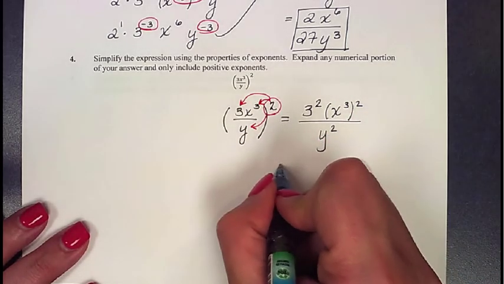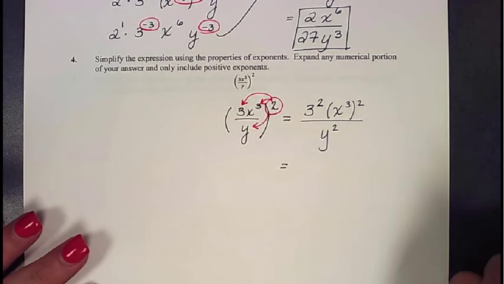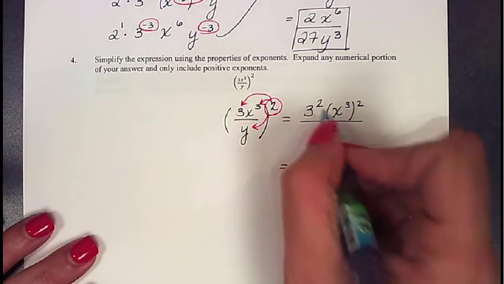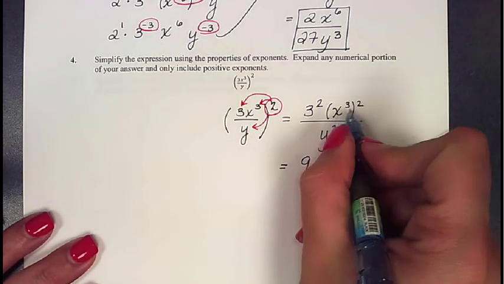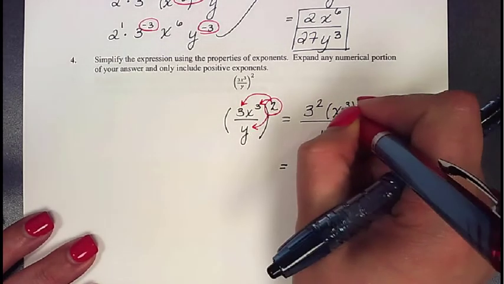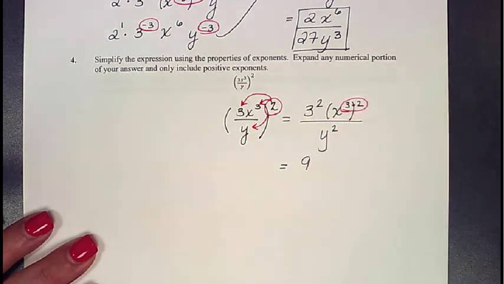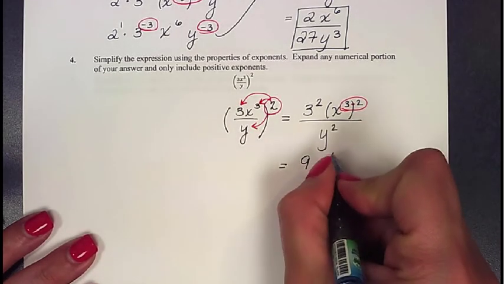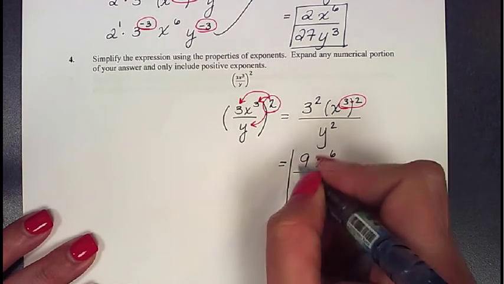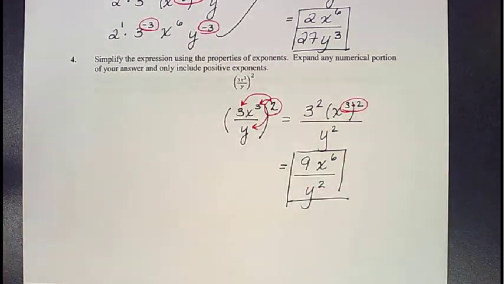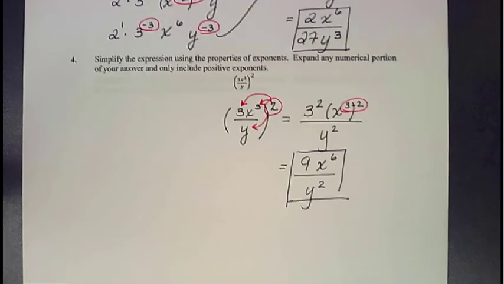Now, everybody's happy. Everybody has a positive exponent, so we're not moving anything around. We can go ahead and say, well, 3 squared is 3 times 3, which is 9. X cubed squared, remember our rule says that we take these two and we multiply them together, so that's going to give us x to the 6th over y squared. And that's as far as we go. Everybody's happy. I only have one x and one y. I can't reduce anything, so we're done.